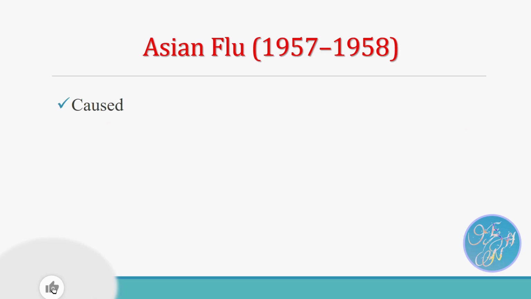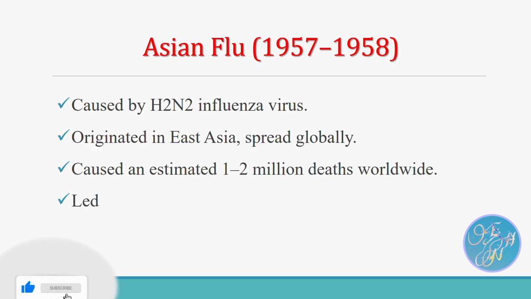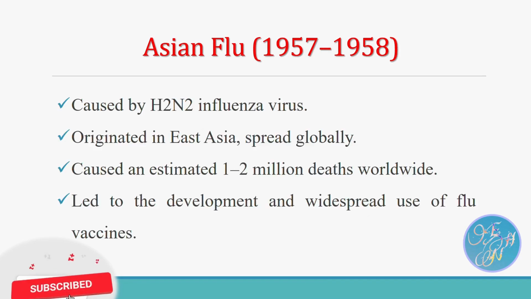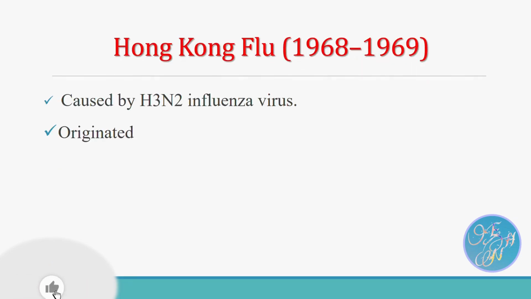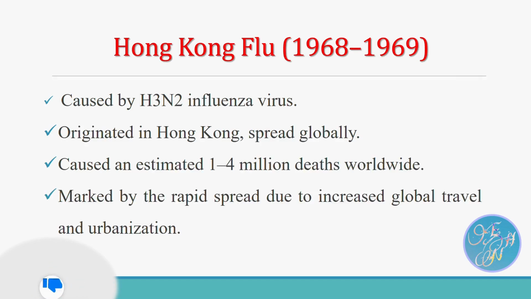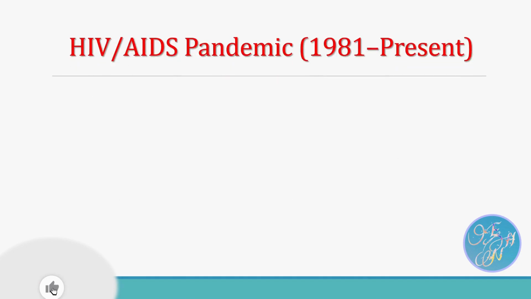Later, the world saw the Asian flu in 1957 and the Hong Kong flu in 1968, both of which were caused by different strains of the influenza virus. These pandemics resulted in millions of deaths but also led to the development and widespread use of flu vaccines.